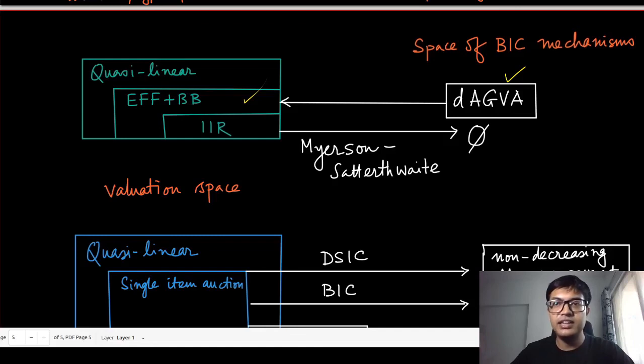We have only done that for the single object allocation, but apart from that, there are no general purpose characterization results. Due to Myerson and Satterthwaite, we know that if we also want to ensure efficiency, budget balance, and interim individual rationality, then that set will be empty. So we cannot find any mechanism which satisfies all these three properties together along with BIC.